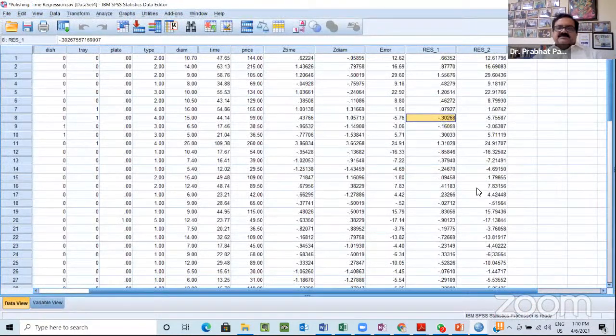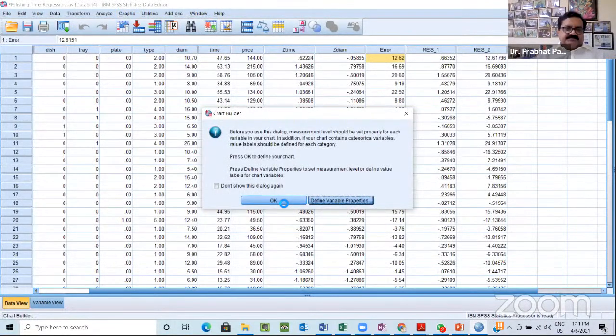So here you see, this is the residual error that has been calculated. You can see 12.61, and manually we calculated 12.62, 16.69, 16.69, 29.6, 29.6. So the error calculated by the package and the error that we calculated manually are the same. So that's the formula for calculating the error. So that's one point. Now, second, go to graph.